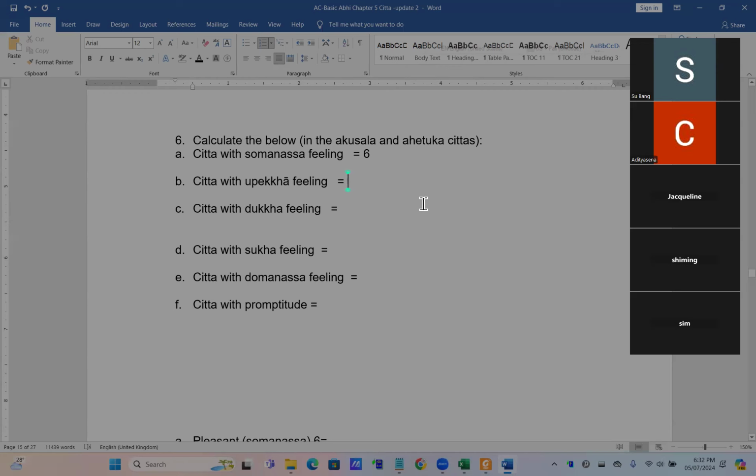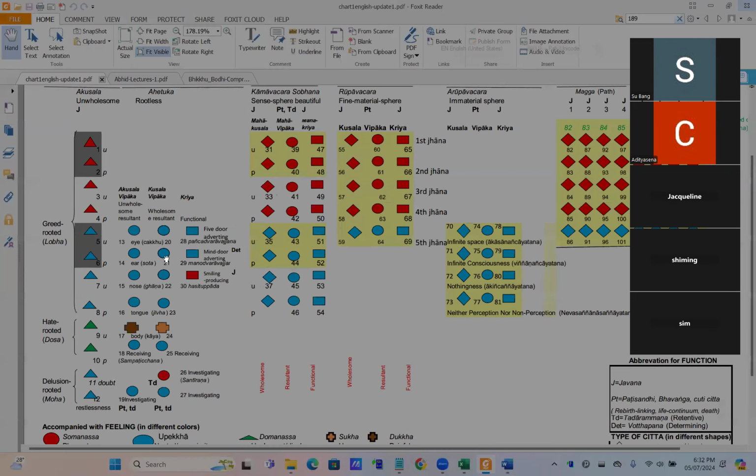Okay, and then we have the 10 for those seeing, hearing, and so on. Are you sure 10? 8 only. Greed got 4, delusion got 2, then eye, ear, nose, tongue, body got 8. Yes, 8. And then how many after that? Still got receiving and investigating, okay. So you got 2, 2.